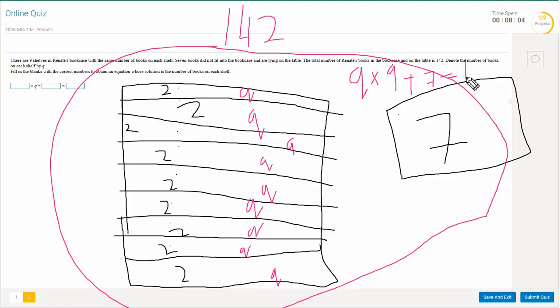So this is your equation. I hope everyone understands. If you don't, please comment down below and I'll explain it again. Okay, so here it's Q times 9 plus 7 equals 142.